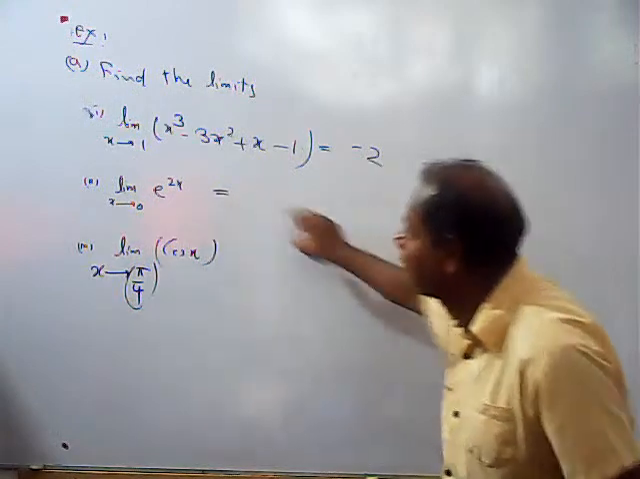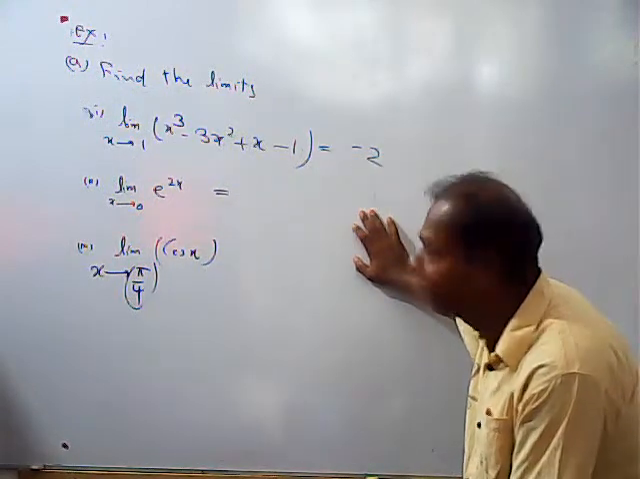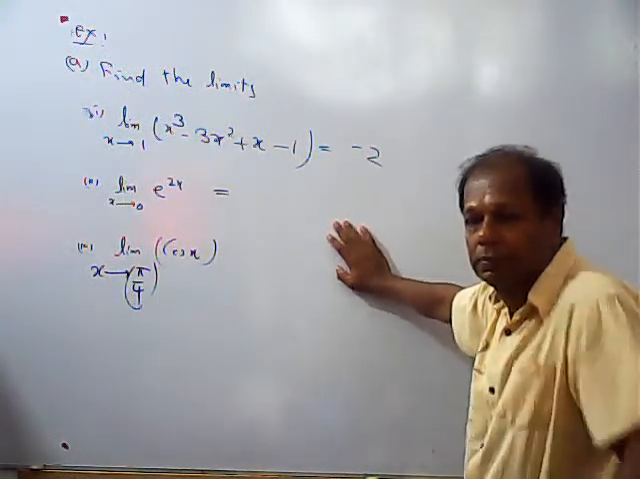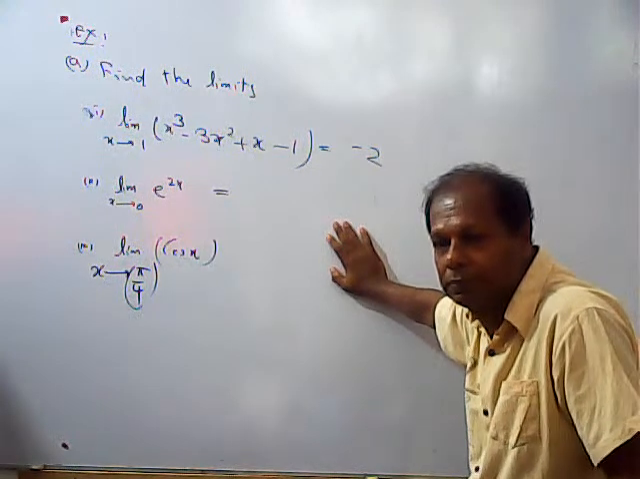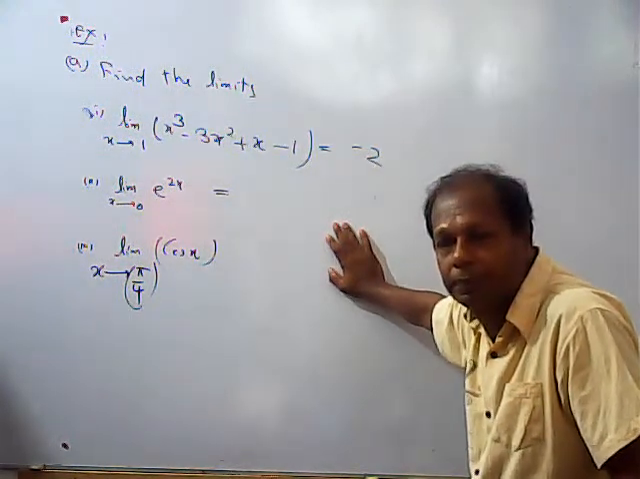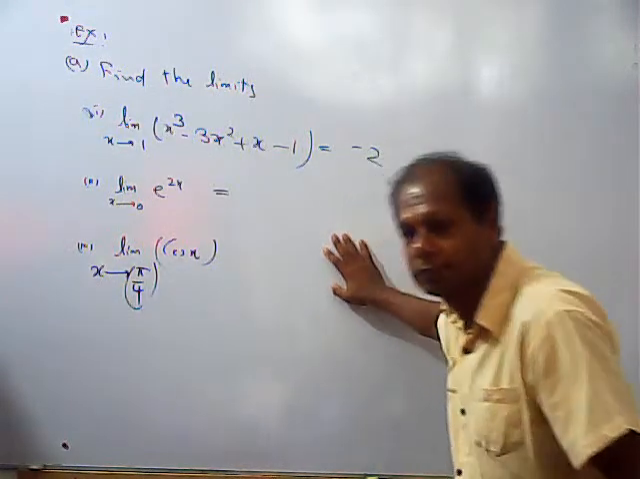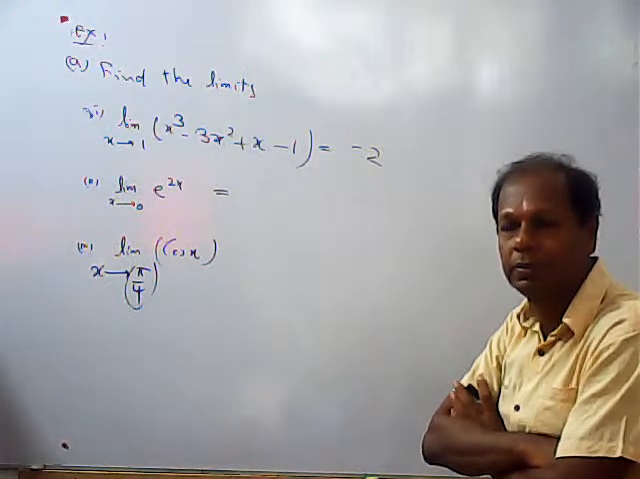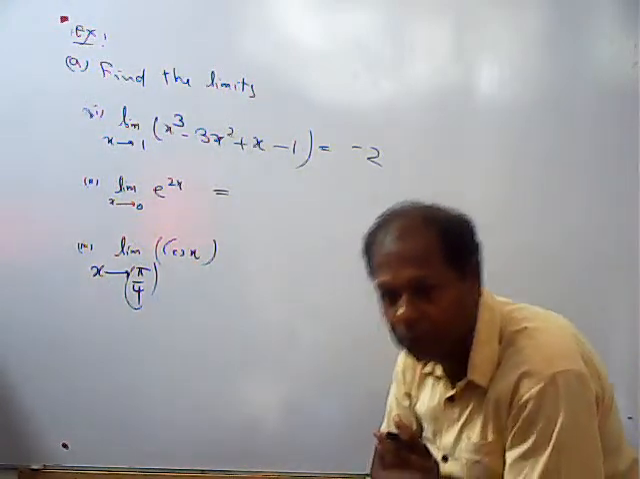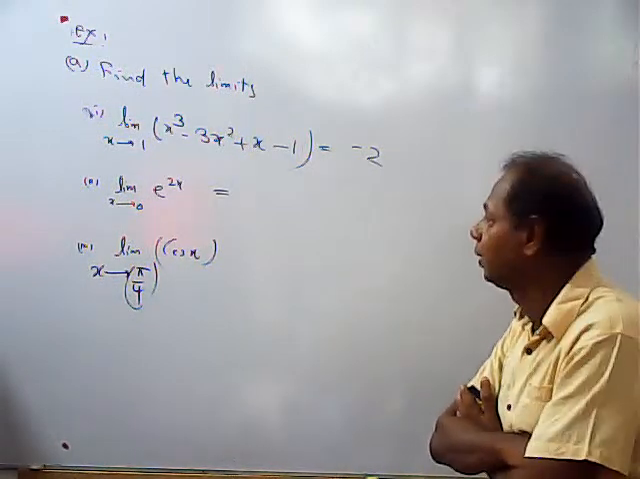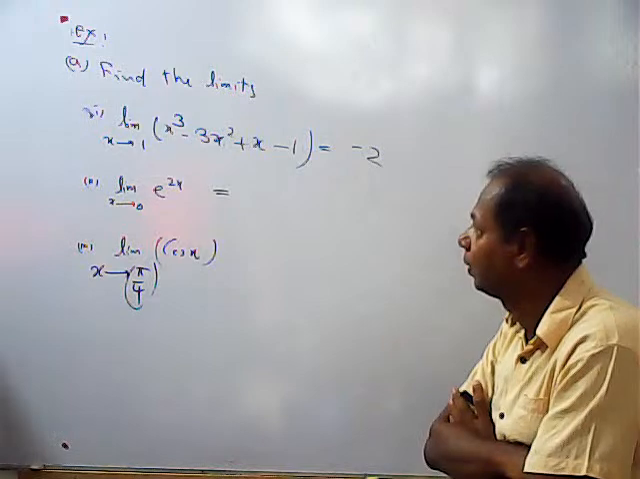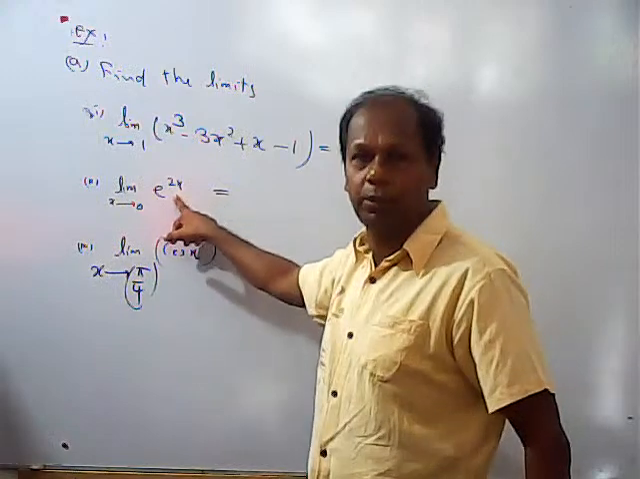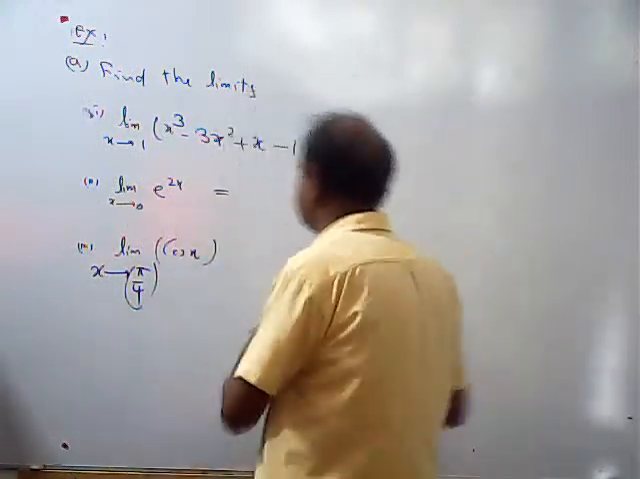Now, what is the answer for this? As x goes to 0, e to the power 2x. Part 2, you answer? X goes to 0, e to the power 2x. Yeah, Dinara says 1. What about the others? Yeah, 1, 1, 1. It looks like e to the power 0. e to the power 0 is 1. Correct. The answer is correct.